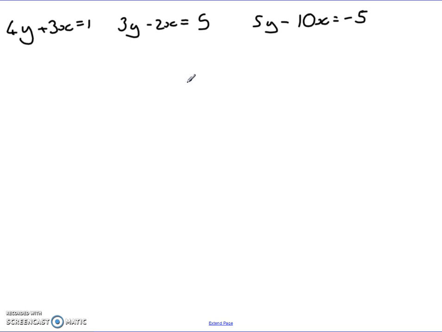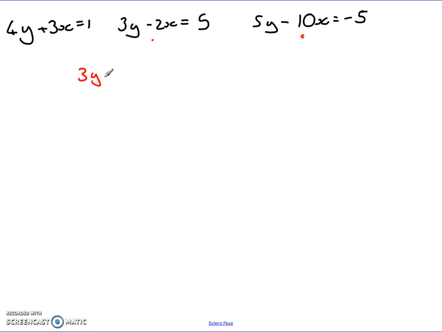Pick 2 of them to solve, find your coordinate of intersection for those 2 lines, and substitute into the third to then get an answer. Will it be concurrent? Will it not? That will be determined at that stage. What I'm going to do for this one, I'm going to pick this equation and this equation again, and this is going to be the check equation.